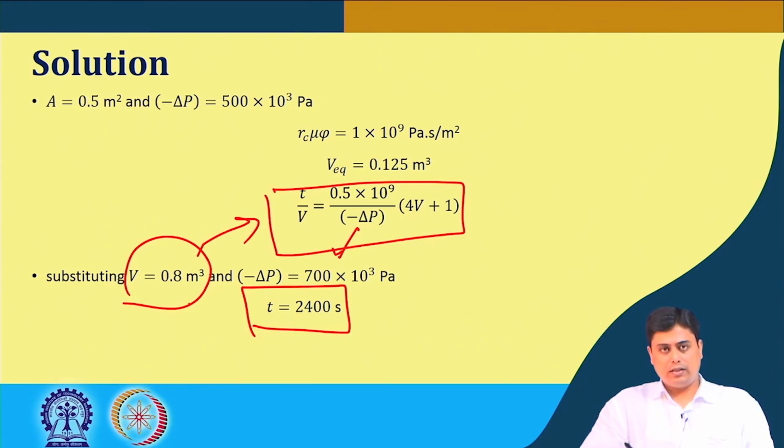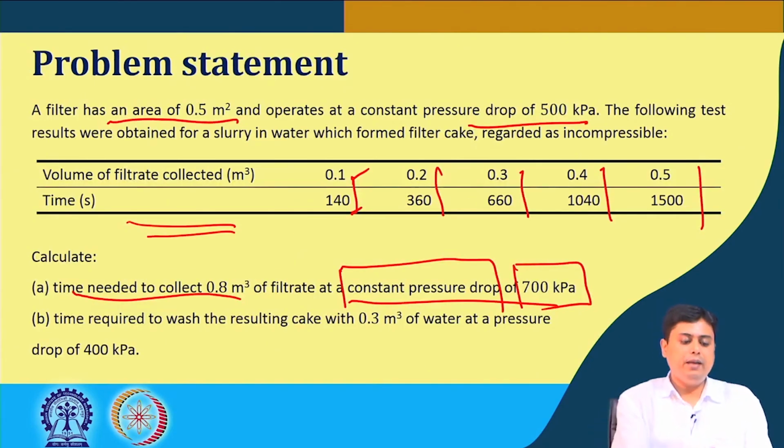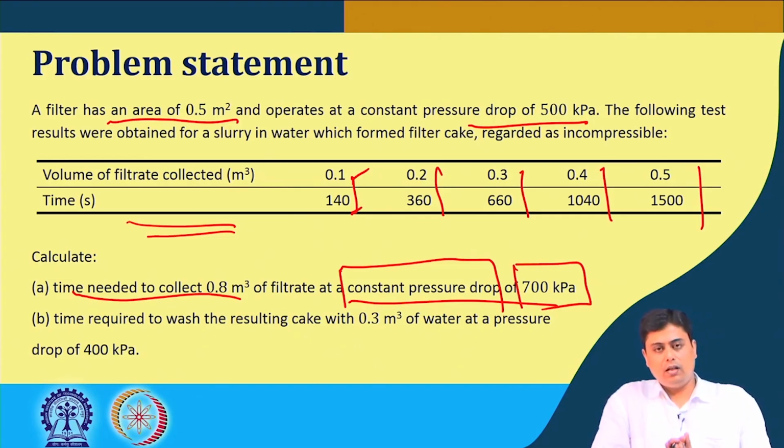I hope this process is clear. Now, if we go to the second part, that is the time required to wash the resulting cake with 0.3 meter cube of water at a pressure drop of 400 kilopascal. At this point you have to understand that this washing of the cake will happen at the end of the filtration process. Once the filtration process is completed, this washing will take place in a reverse flow direction.